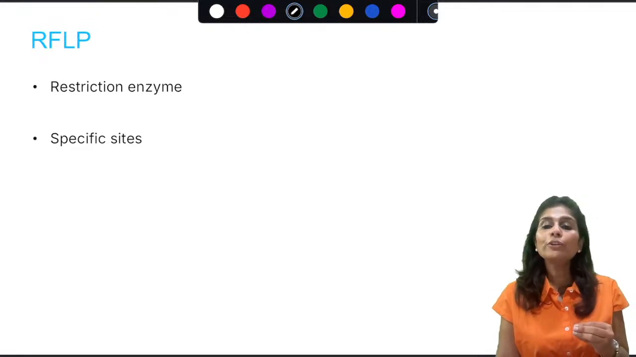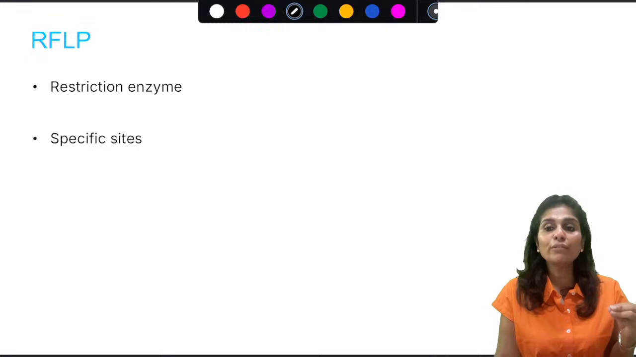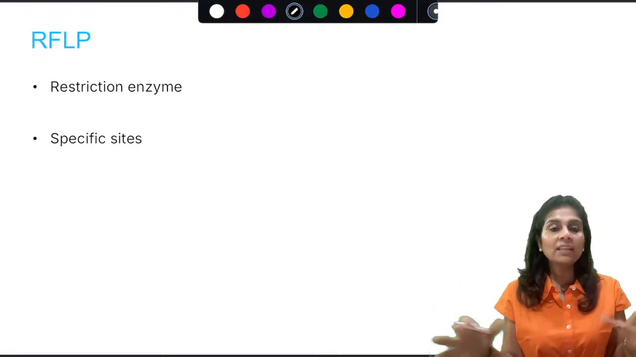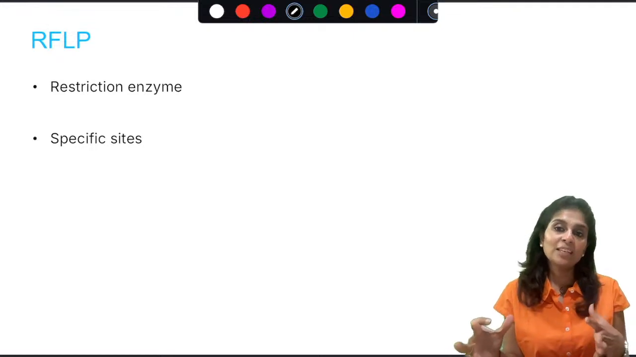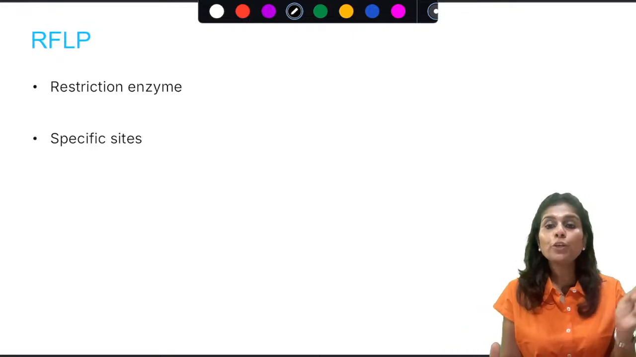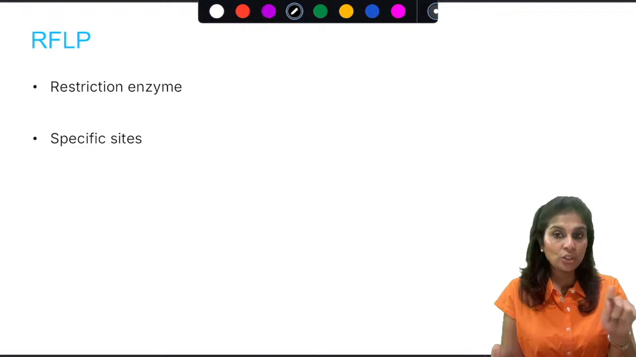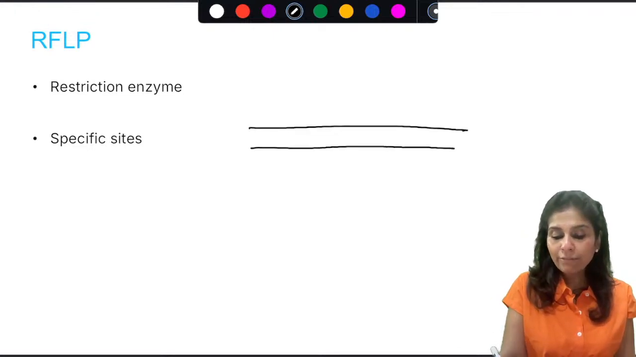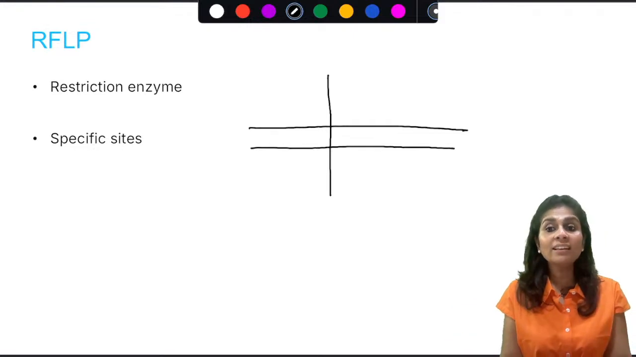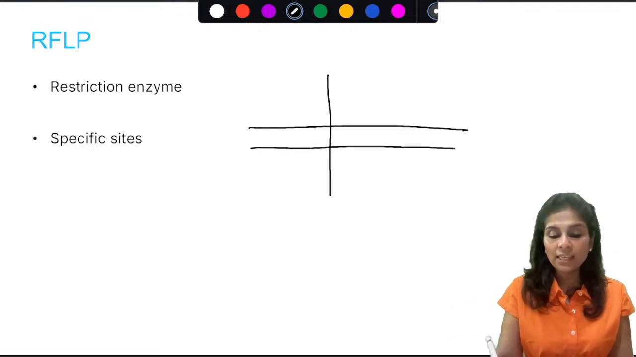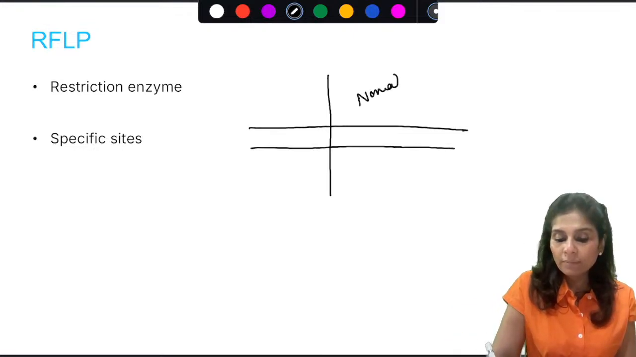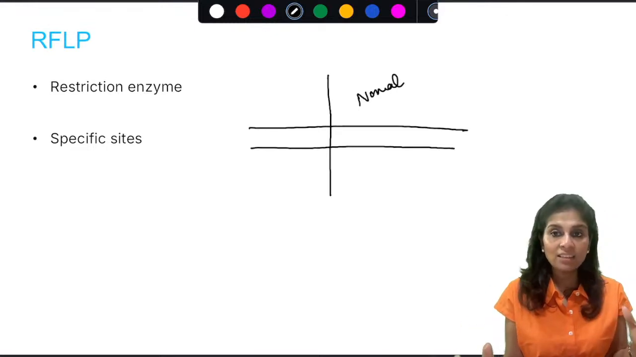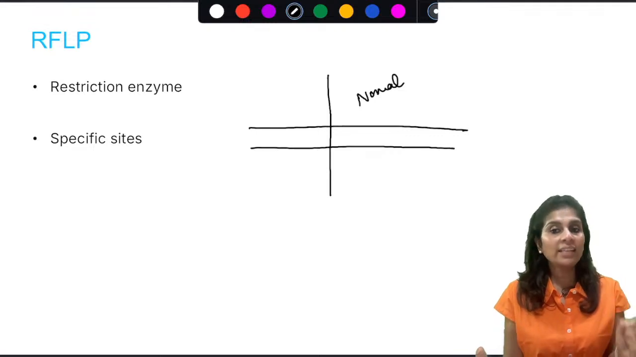So how are we going to choose a restriction enzyme for RFLP? You cannot randomly choose any restriction enzyme. There are thousands and thousands of restriction enzymes available in the market, but you have to choose a restriction enzyme in such a way that the enzyme cuts the mutation site only when it is normal. If it is mutated, the enzyme should not cut it. That is how you choose a restriction enzyme.